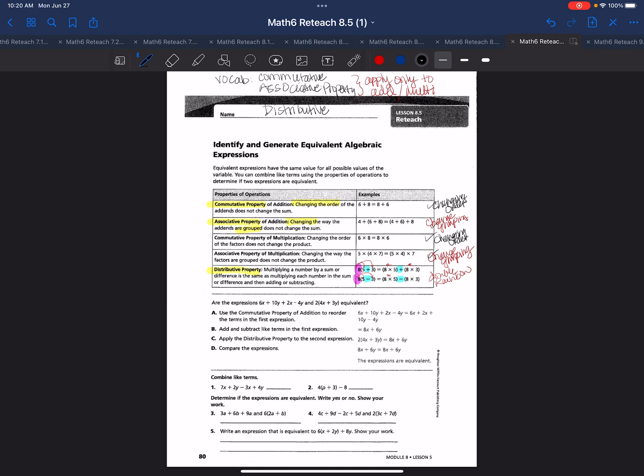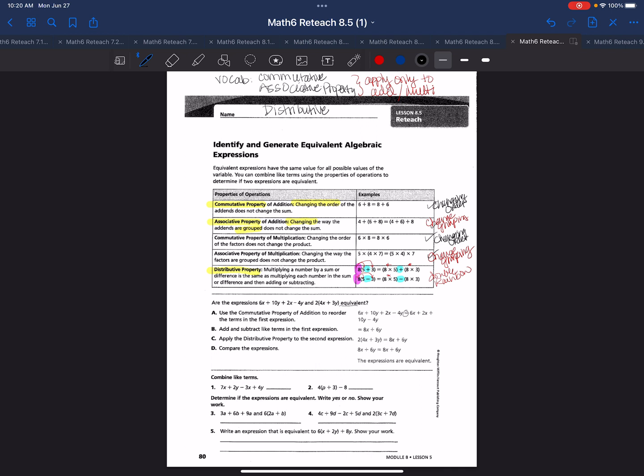Let's try one. Are the expressions 6x plus 10y plus 2x minus 4y and 2 times the quantity of 4x plus 3y equivalent? Are they equal? So the first thing you do is we can use the commutative property of addition to reorder the terms in the first expression. We're reordering them so then we can combine like terms.